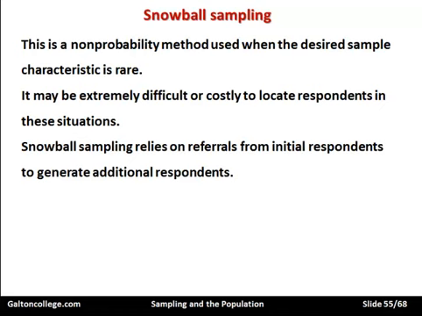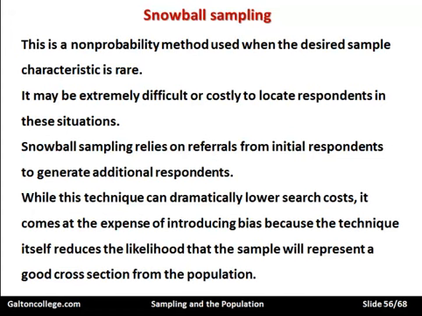Snowball sampling relies on referrals from initial respondents to generate additional respondents. So it's snowballing out. While the technique can dramatically lower search cost, it comes at the expense of introducing bias, because the technique itself reduces the likelihood that the sample will represent a good cross-section of the population.